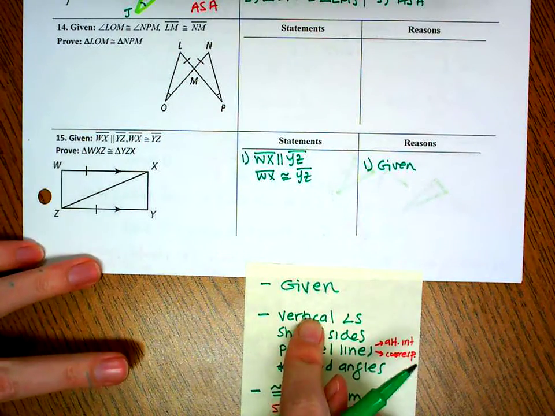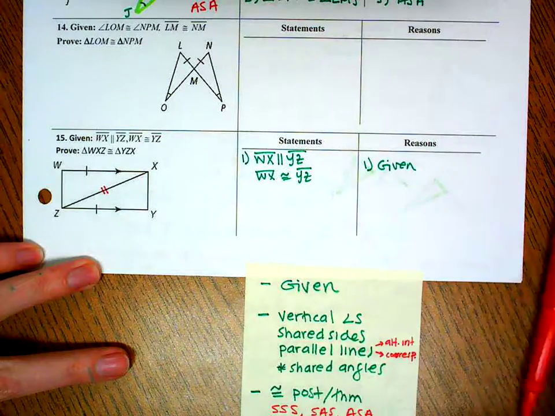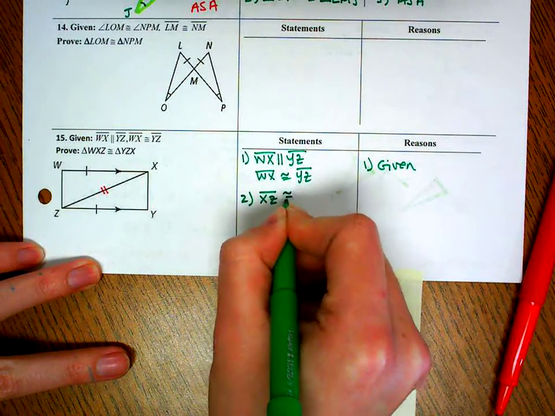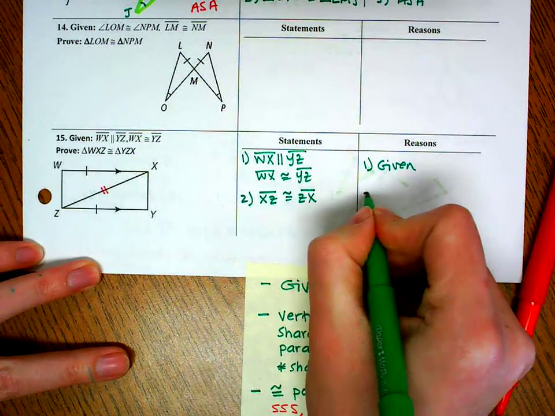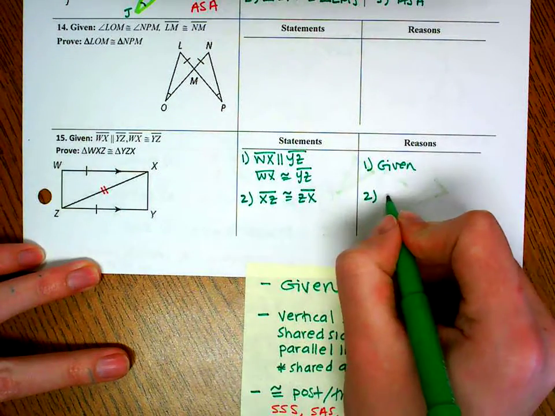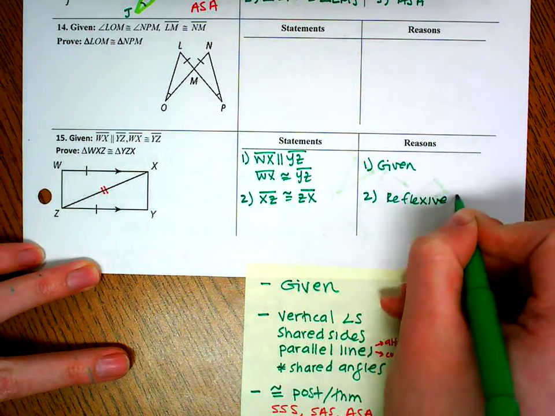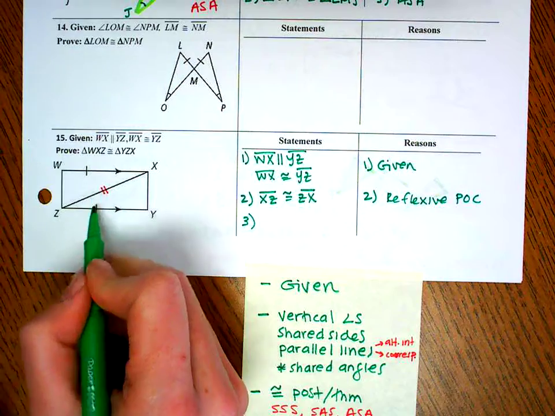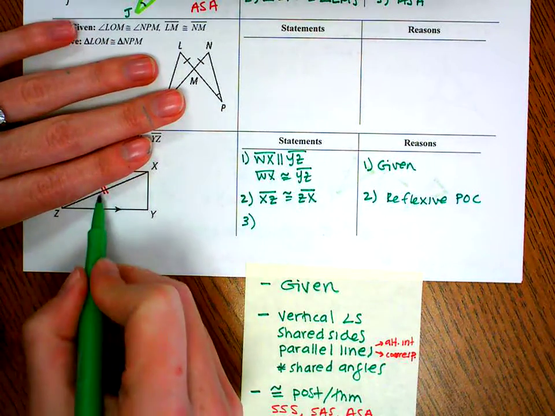Okay, vertical angles, no. Shared side, yes. So segment XZ is congruent to itself. I did the order because XZ and ZX, that's how they line up. You don't have to. If you put XZ, I would give you full credit. It's just a good habit. So we're saying something is congruent to itself, so that's the reflexive property of congruence. I only have 2 pieces of information for each. This parallel doesn't count as one of my congruent parts. I only have 2 sides.